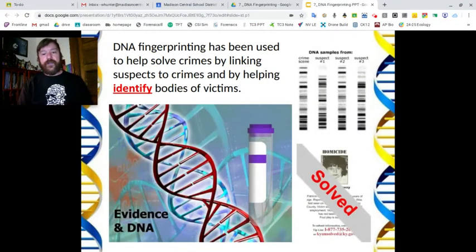So DNA fingerprinting can be used for a lot of different things. It can be used to help solve crimes by identifying victims, but also by linking suspects to crime scenes. It's a very strong form of evidence in a court of law. Initially, it wasn't really well accepted because people didn't understand how it worked, but nowadays it's become much stronger in terms of its evidential weight.